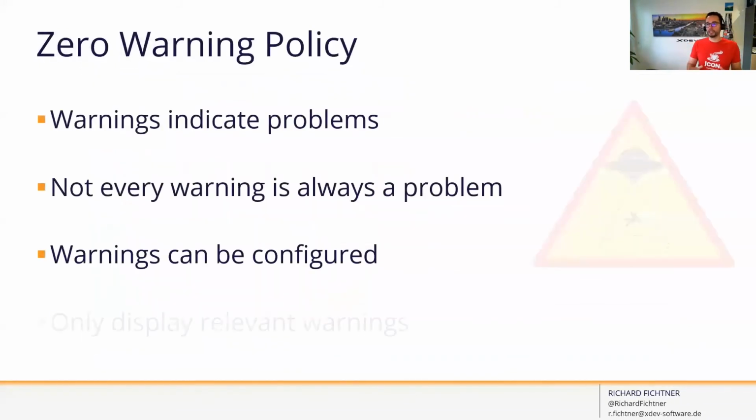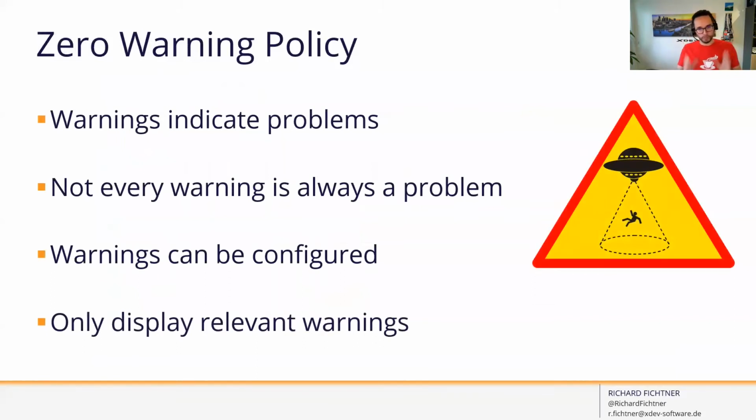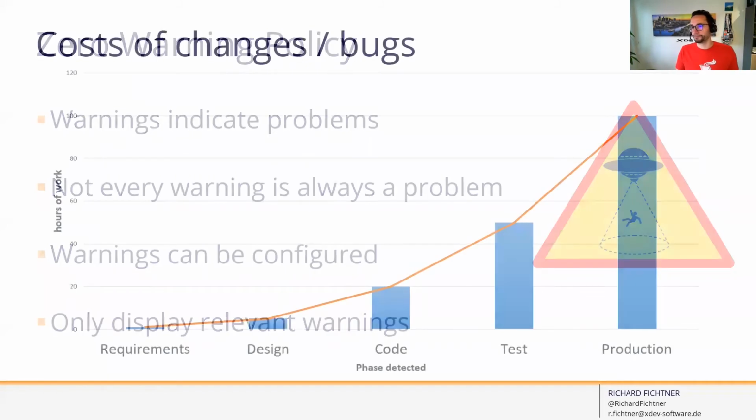So zero warnings policy, that's what you want to have. Warnings indicate problems, but not every warning is always a problem. If there's a warning on the news that says space aliens are taking people away, this might be a problem for some people. For me, it's not. So I maybe want to ignore that. Okay. So please configure that and let your colleagues only see the relevant warnings, and then try to get to zero. That will help a lot. So this is very generic advice. We will have some more concrete examples later.